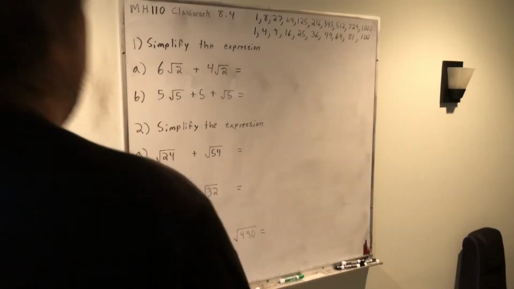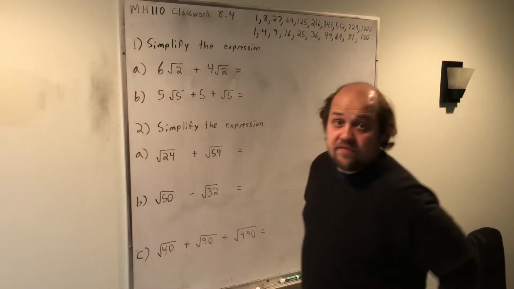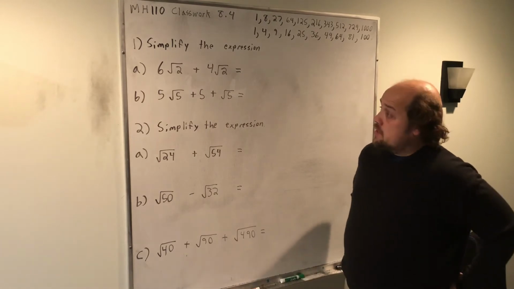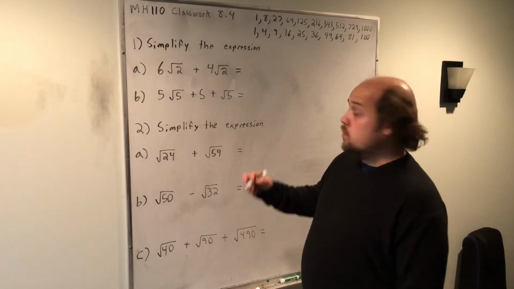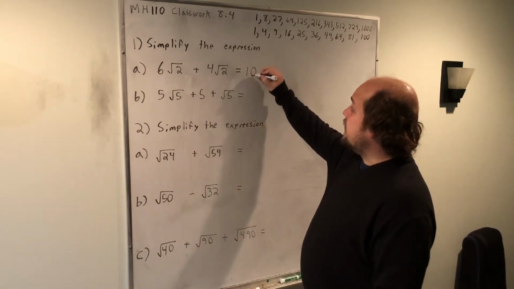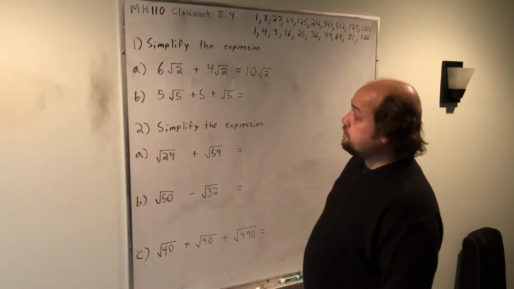In this classwork, we begin with problems where we already have like terms and we just need to combine them. So in 1a, we have 6 roots of 2 and 4 roots of 2. When I combine them, I get a total of 10 roots of 2.